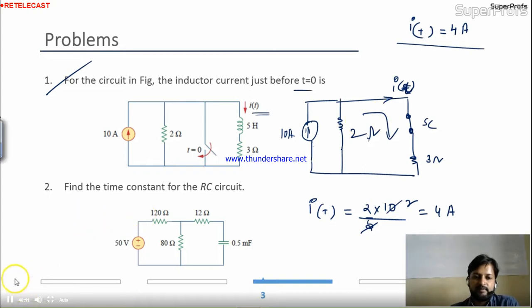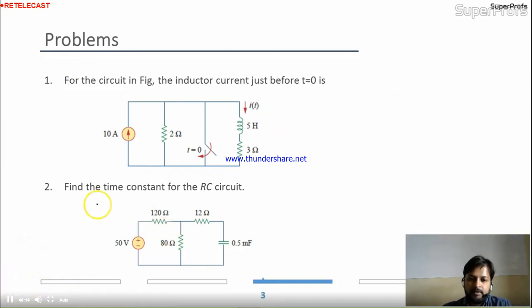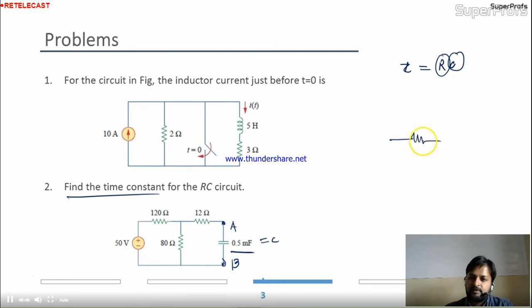Come to the second one. Okay, now come to the second one. They are saying find the time constant of the RC circuit. Can you find out the time constant? For the time constant in the capacitive circuit, tau is nothing but RC. So you have the value of C, it's given over here. This is the C value. But you don't have the value of R. But you can calculate that. Means you have to calculate R equivalent across A and B. So what is the procedure? Across the A and B, you have to calculate R equivalent.